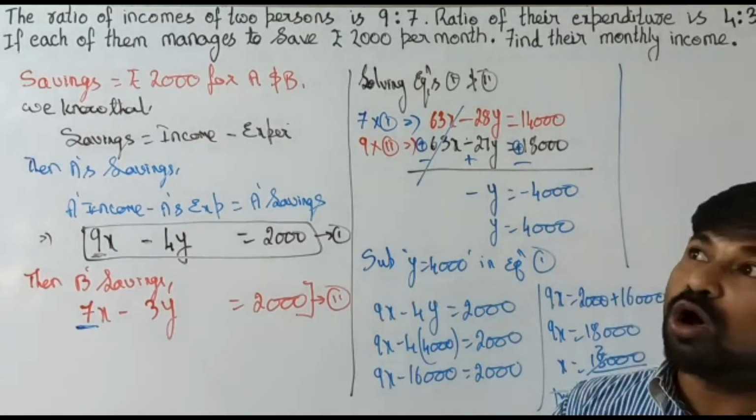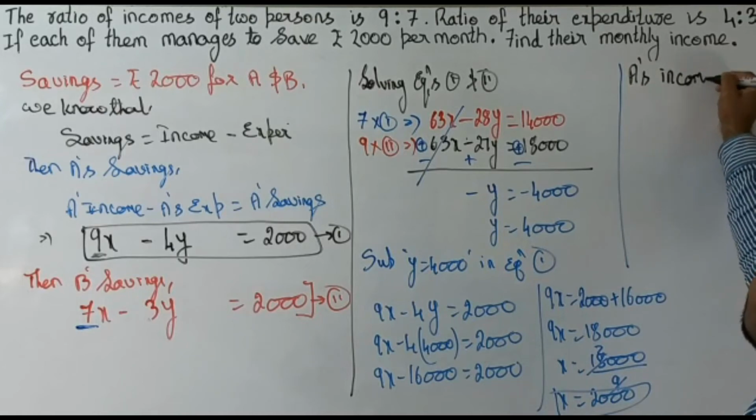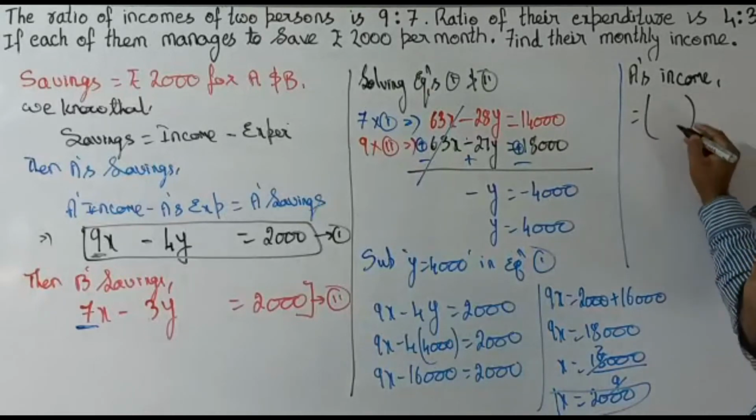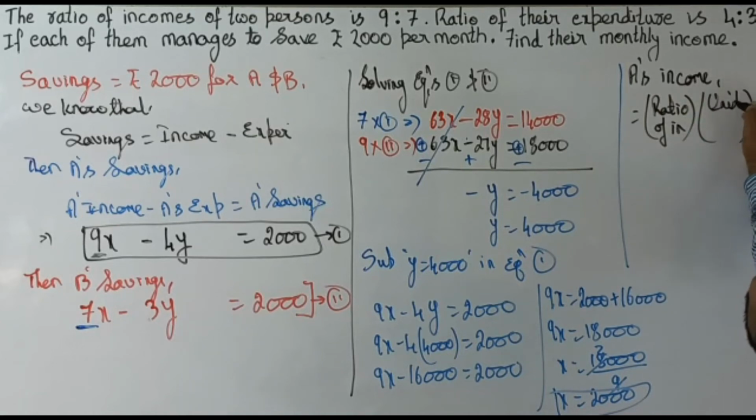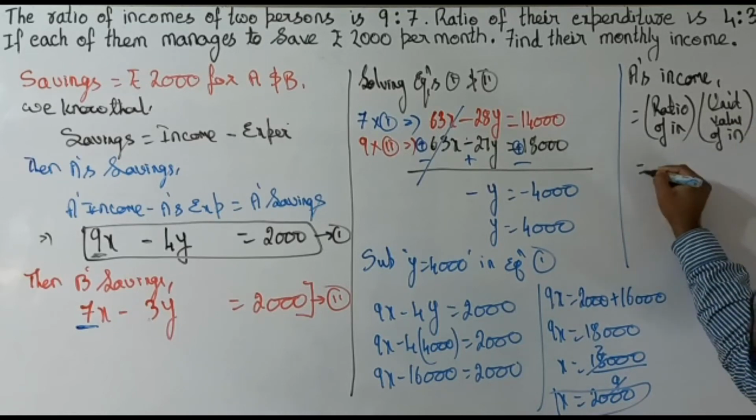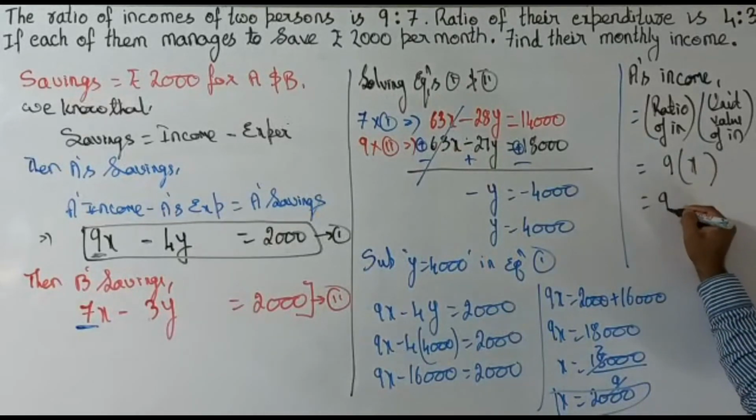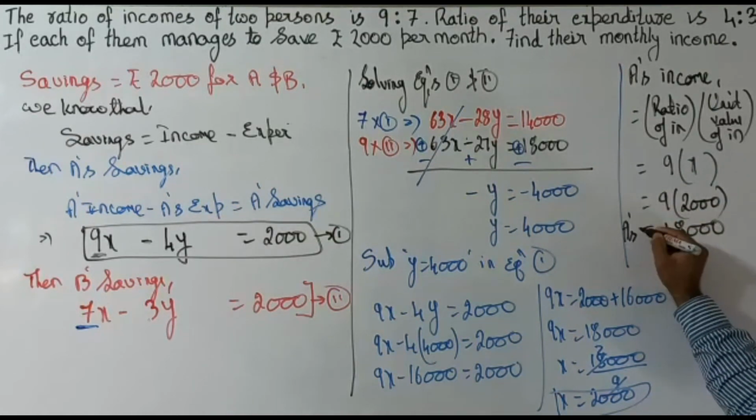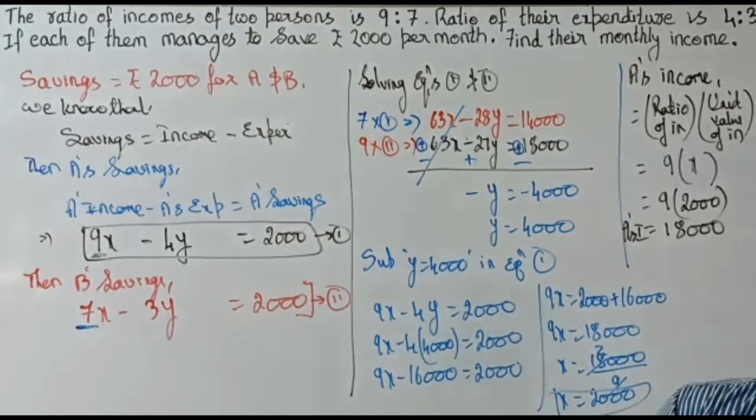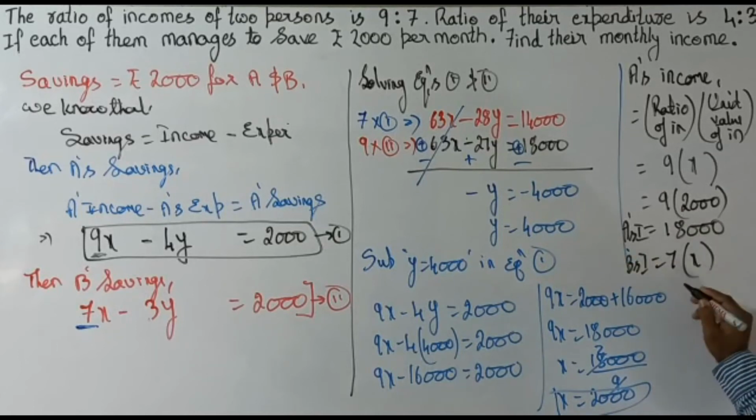But the question is, we need to solve A's income and B's income. Right? A's income, as I said, what is A's income? It is nothing but the ratio of income times the unit value of income. That's the formula, right? So what's the ratio we are having? 9, and just now the unit value we considered as x, but now the x value we got as 2000. 9 2s is 18,000, which is nothing but A's income. A's income is 18,000, but we need B's income also. So B's income equals 7 into x, which is nothing but 7 into 2000, which is equal to 14,000.